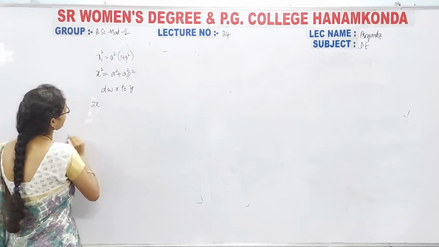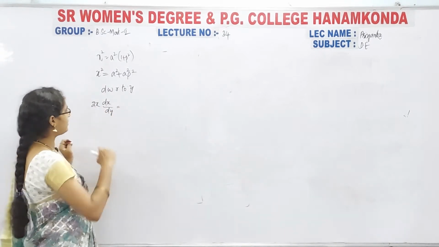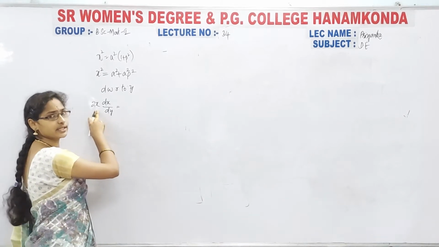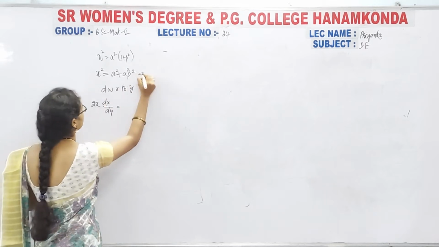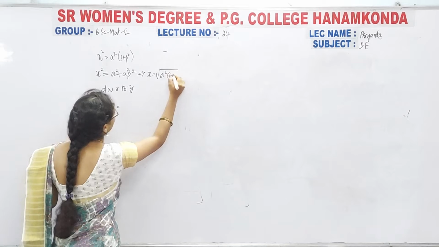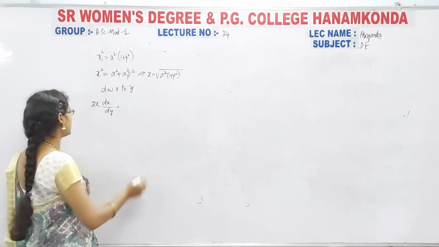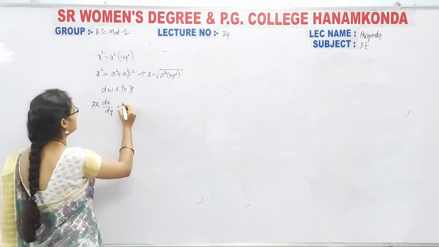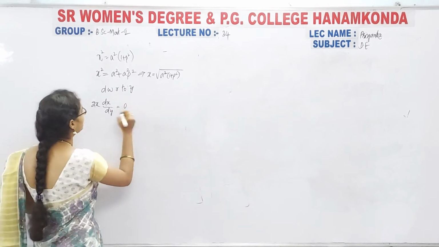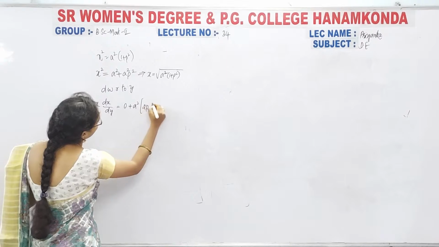So we will get 2x into dx by dy equal to, here, when you are taking the value of x, it is nothing but 2x. From this we can also write x is equal to under root of a square of 1 plus p square. Now dx by dy equal to, a square is a constant with respect to y, so we will get 0 here, plus a square of 2p dp by dy.